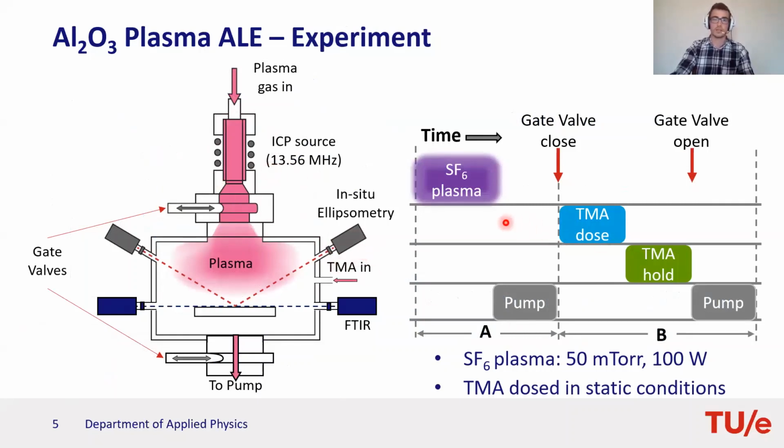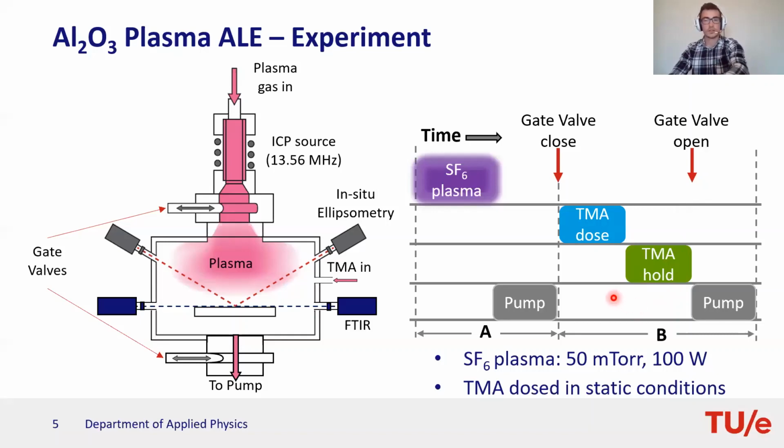On the right here, we can see a schematic of the process we used for these experiments, which in half cycle A involves an SF6 plasma and pump step. And then in half cycle B, there is a TMA dose and then a TMA hold step. The hold step is used to maximize exposure of the TMA to the substrate. And then the gate valves are opened before pumping of the reactants occurs.